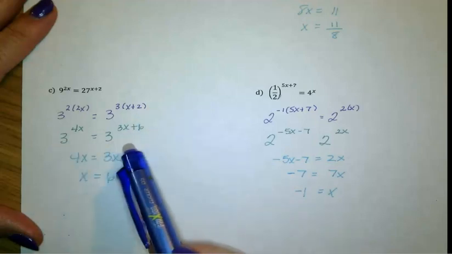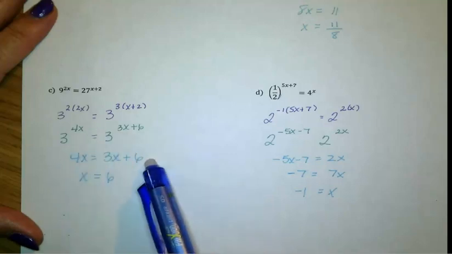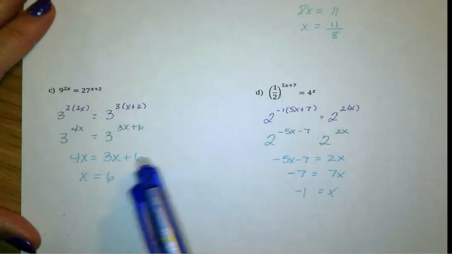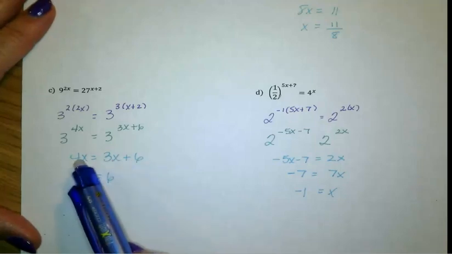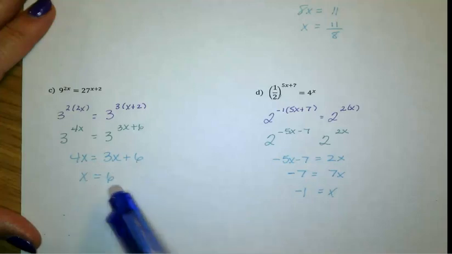So since the base on each side is equal, 3 and 3, then the exponents have to be equal, so I can equate them. I can pull them off. I'm going to move the 3x over here with the 4x so I can keep my x's positive, and that means x equals 6.